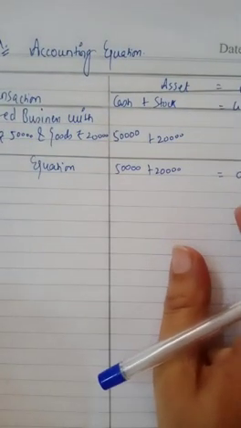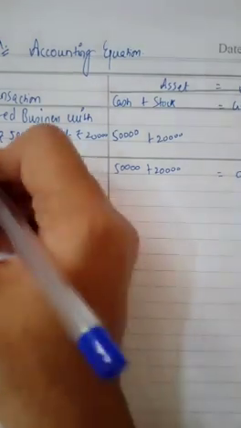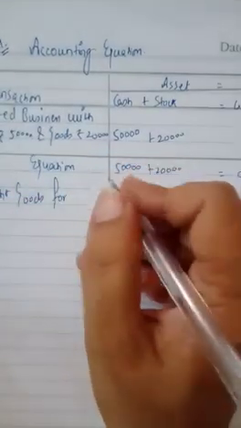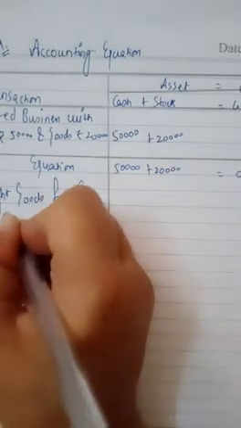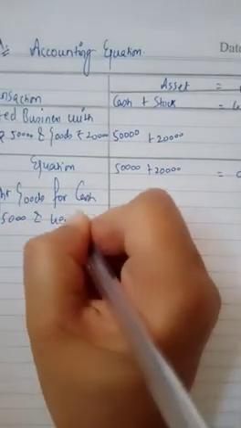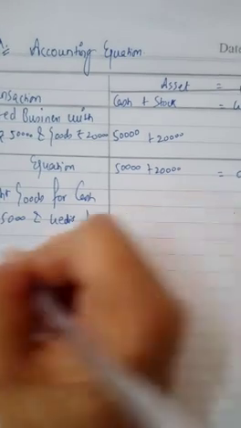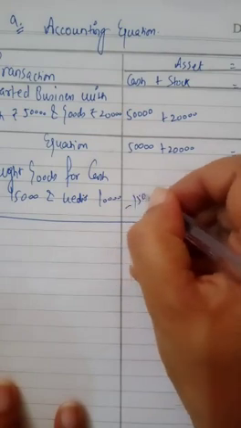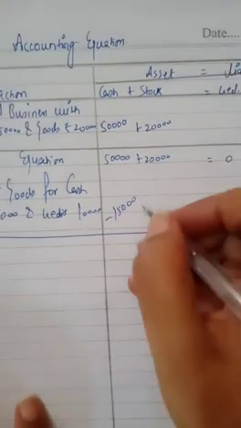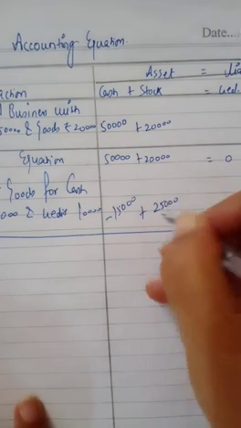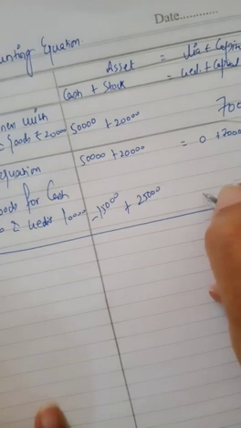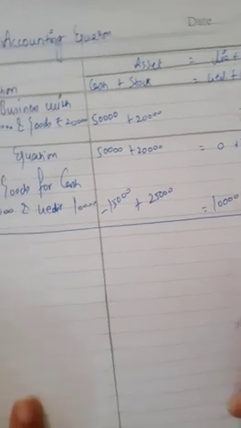Bought goods for cash 15,000 and on credit 10,000. You have purchased goods for cash 15,000 and credit 10,000. Means total you have purchased goods for 25,000, 15,000 for cash, you have paid cash 15,000. Goods you have purchased for 25,000, 15 plus 10, 25, and 10,000 is your creditors.